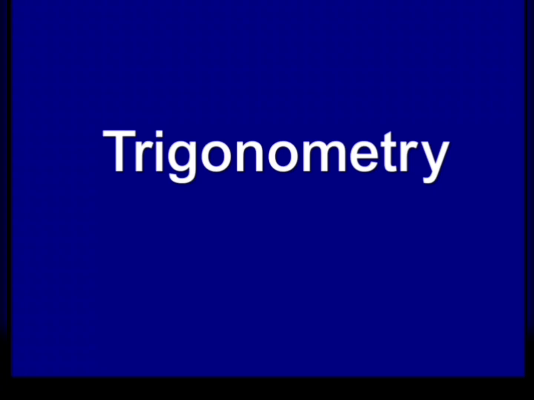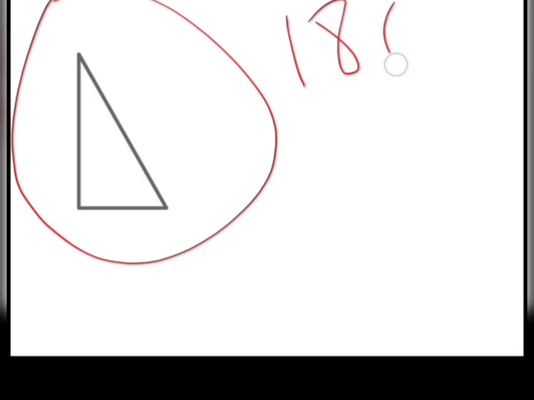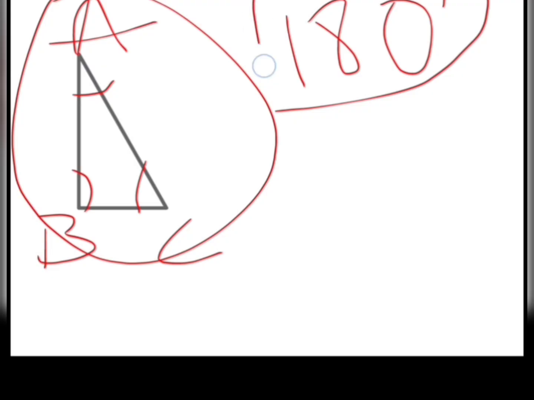In trigonometry, we study the characteristics of a right angled triangle. We know the sum of angles of a triangle will be 180 degrees. Let us consider the vertices of the triangle to be A, B and C. Angle A plus angle B plus angle C will be 180 degrees for a triangle. But for a right angle triangle, one of its angles is 90 degrees. Here angle B is 90 degrees.